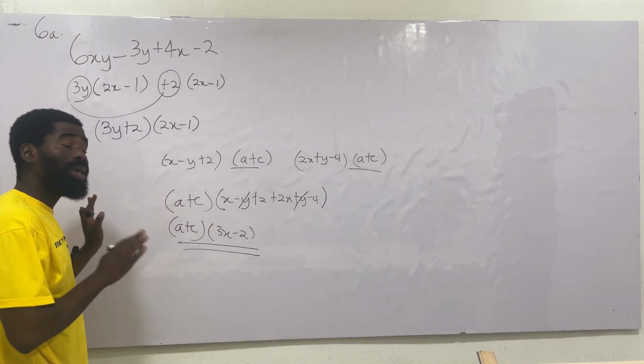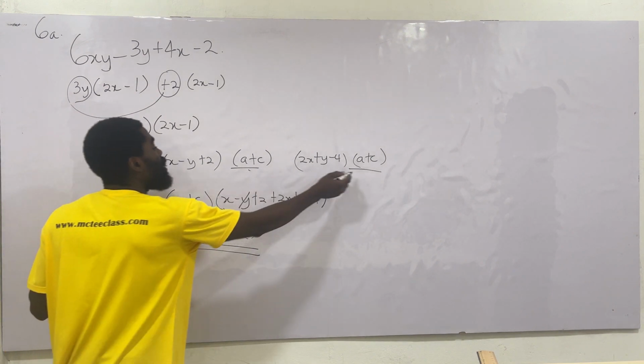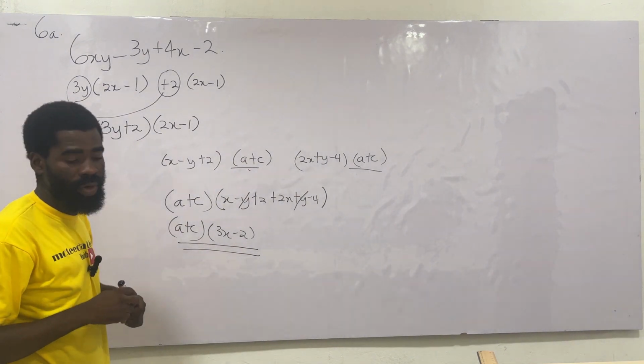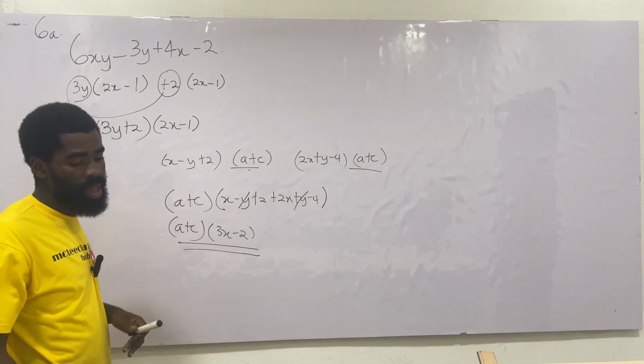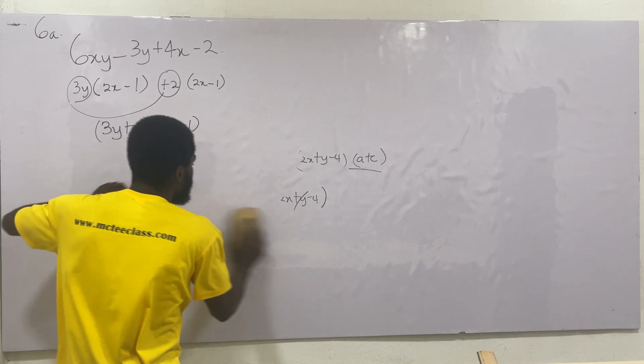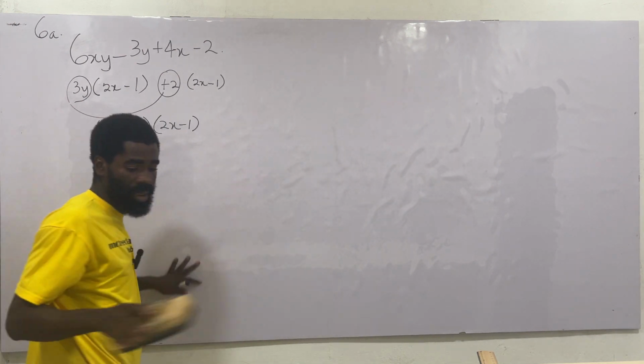My answer. The point I'm trying to make is that once this and this are equal, the rest, no matter how lengthy, put them in one bracket, and we're fine. So that's how we solve question 6A. Question 6A. Let's go to question 6B.